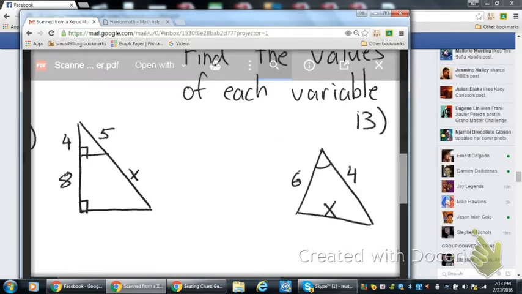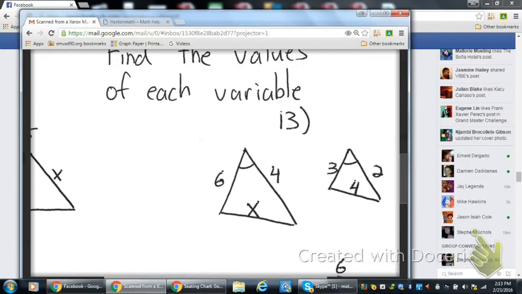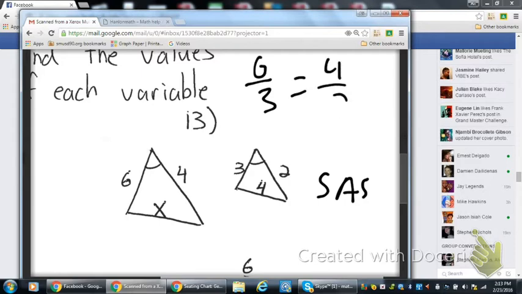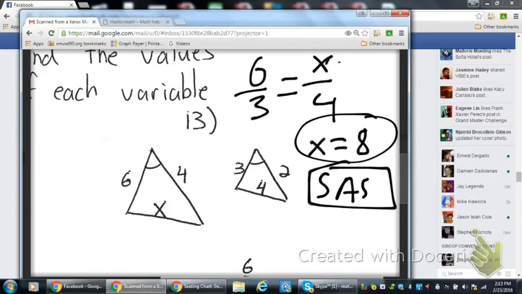Let's go to 13. Okay, so what makes these similar? Side, angle, side, right? 6 over 3 equals 4 over 2, and then they have this shared angle. But the moment we know they're similar, we can think proportions. So let's make a proportion. 6 over 3 equals x over 4. 3 times 2 is 6. 4 times 2 is 8. So x has to be equal to 8, okay? So really focus on the reason. What makes them similar? Side, angle, side.